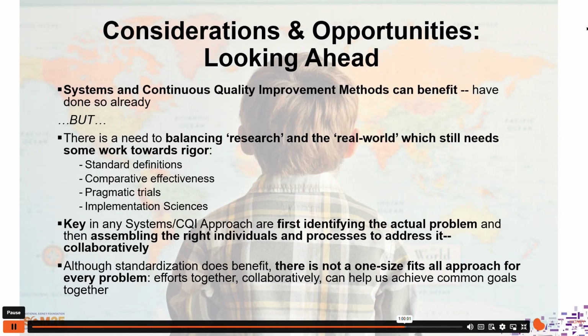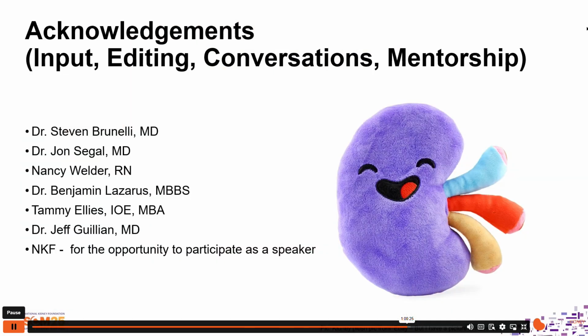So just in summary of considerations and opportunities looking ahead, I do feel that I've offered at least hopefully some reinforcement of some of the strategies that you can use. There's still obviously some work we have to do to understand the impact of these strategies on outcomes, but using systems and a CQI approach together, I think, along with recognizing a need to tailor it, can help us optimize care, not only related to infections, but in many other areas.